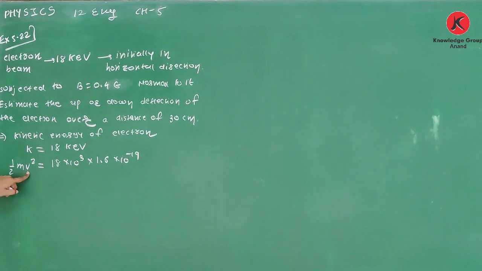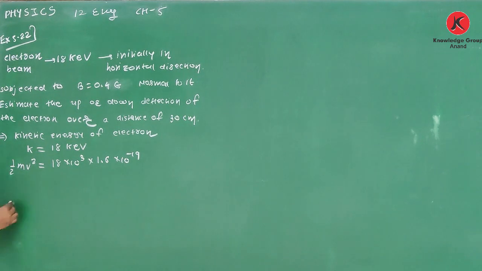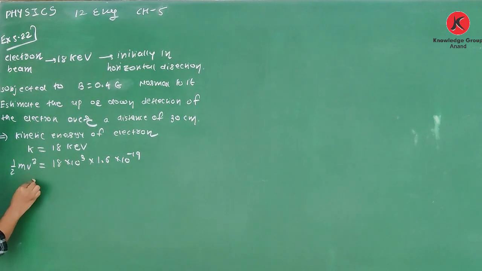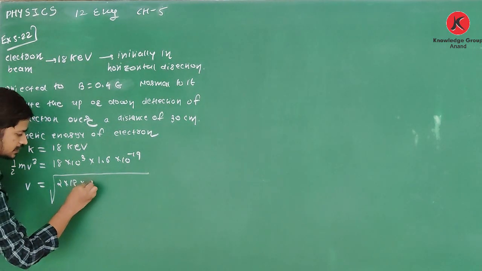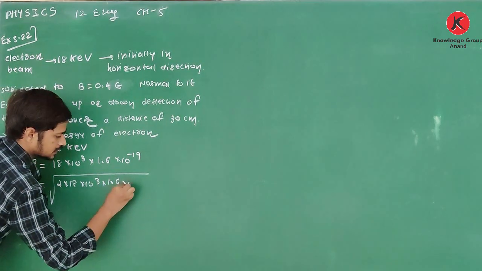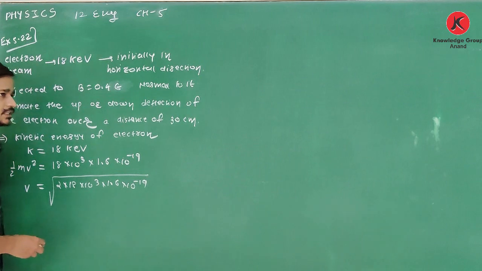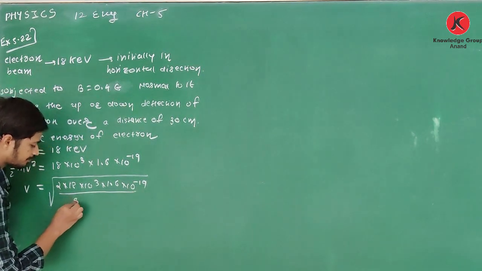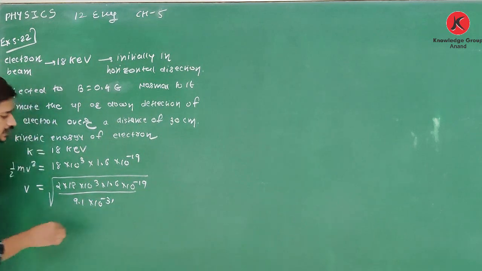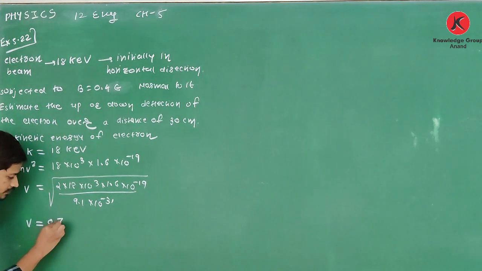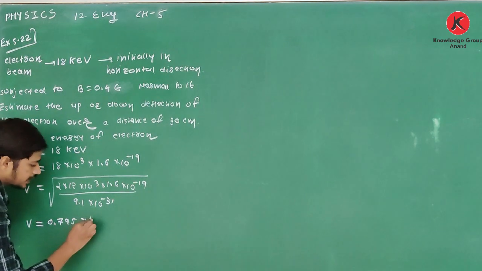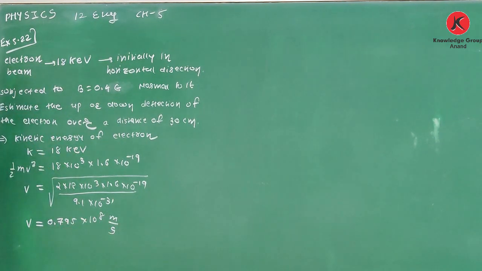First of all, we will find the speed of the electron beam. So v is equal to the square root of 2 times 18 times 10 raised to 3 times 1.6 times 10 raised to minus 19, divided by m, which is 9.1 times 10 raised to minus 31. If you calculate this, you will get v to be 0.795 times 10 raised to 8 meter per second. So first of all, we have to find the speed of the electron.